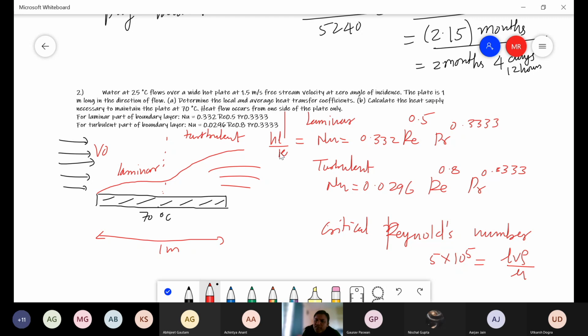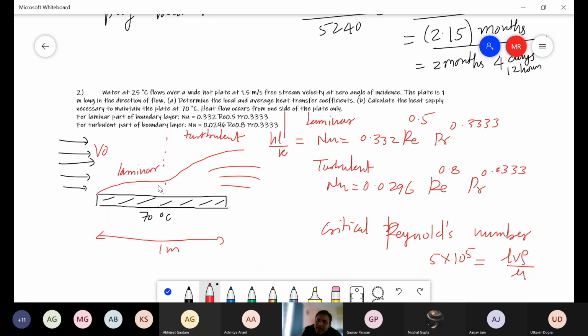So you can use this correlation to back calculate the heat transfer coefficient. You can calculate the heat transfer coefficient for a laminar region, and for a turbulent region. But we don't know whether this laminar region is going to be there only for a part of this length, or throughout the complete length. So we need to calculate the Reynolds number first, and then decide whether both regimes are present or only one regime is present. That is another question here.